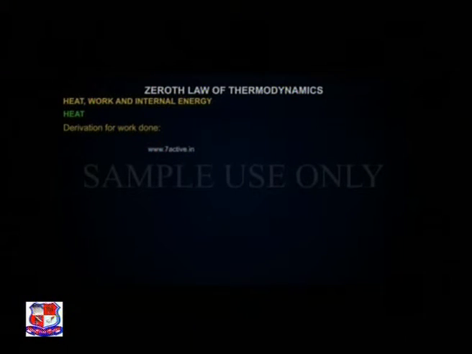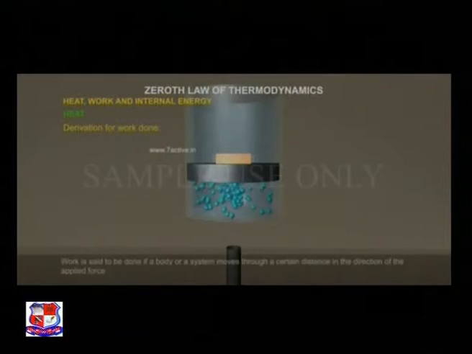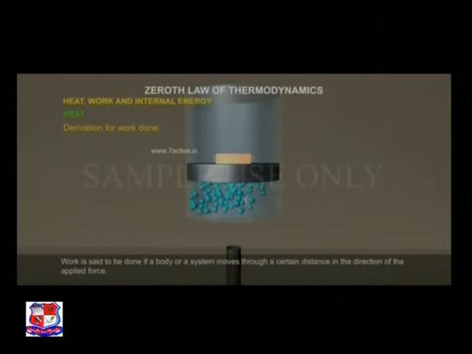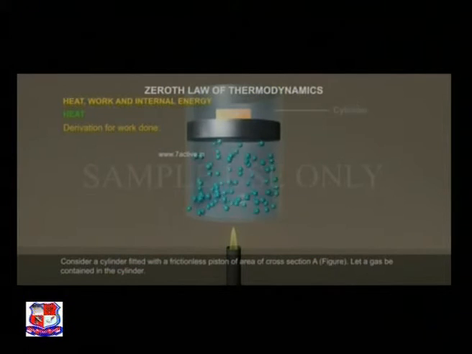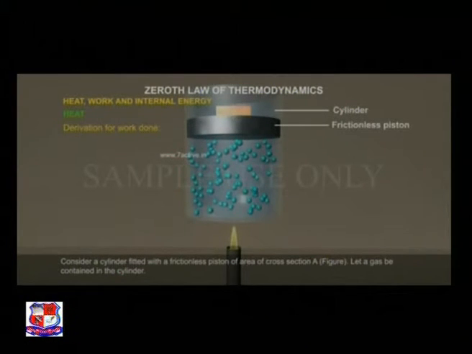Derivation for work done. Work is said to be done if a body or a system moves through a certain distance in the direction of the applied force. Consider a cylinder fitted with a frictionless piston of area of cross-section A, figure. Let a gas be contained in the cylinder.